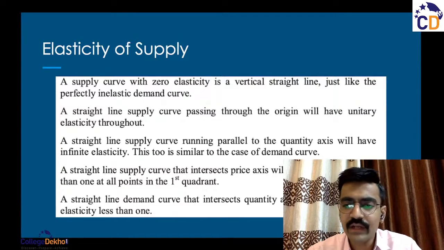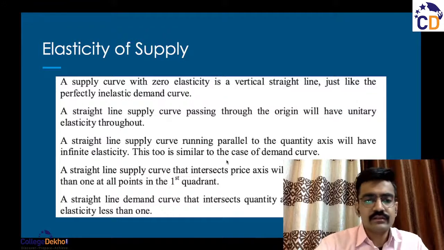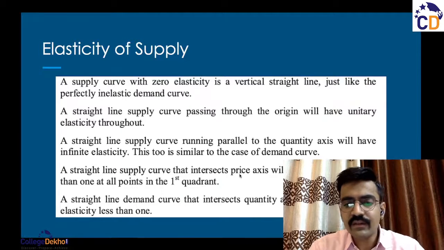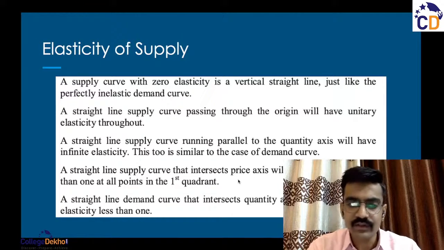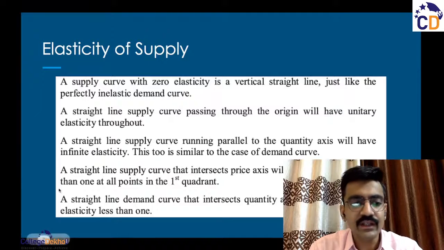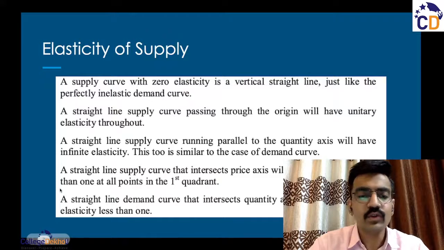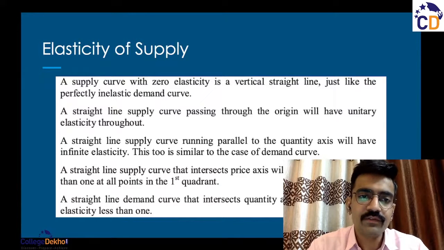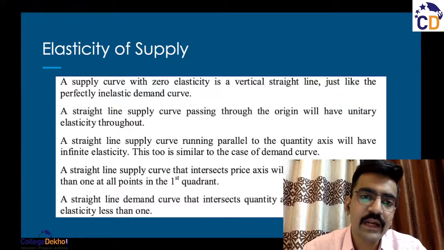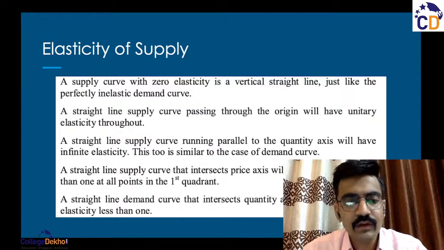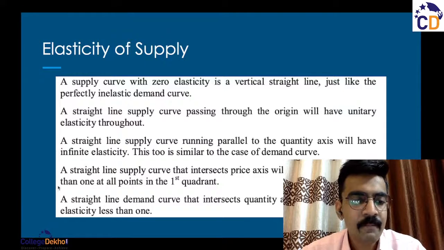So say we know that the price axis is shown on the y-axis, right? And quantity is on the x-axis. So a straight line curve that intersects the price axis, the y-axis, will have elasticity greater than 1 at all points in the first quadrant. All of these points will be clear to you when we look at the graph of the elasticity of supply, when we look at the supply curve, which will come in a little while.